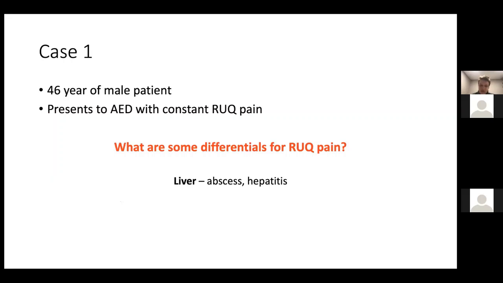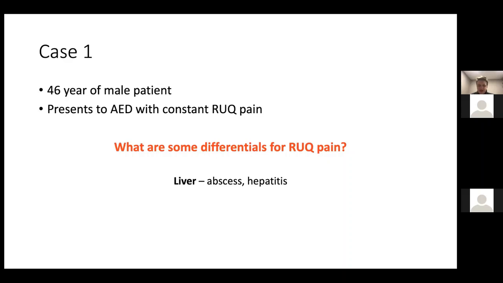So to start off with a case. So a 46-year-old male patient presents to AED and he's got constant right upper quadrant pain. So just brainstorm some differentials for what might cause a right upper quadrant pain. So I put there, so liver, an abscess or hepatitis can cause a right upper quadrant pain. Try and have a think of any more you can think of that might cause right upper quadrant pain. Just give you a few seconds and I'll just go through some ideas I had. It's not exhaustive, but it's good to be systematic.